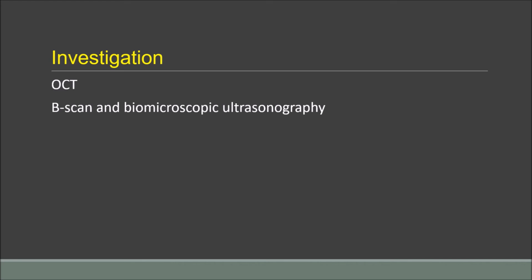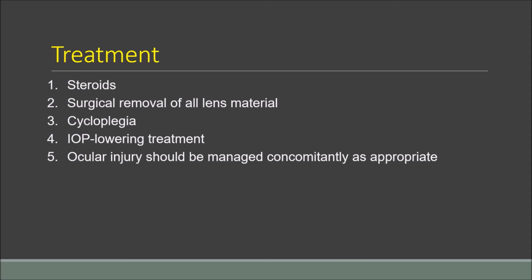Investigations include OCT, B-scan, and biomicroscopic ultrasonography. Now, the most important part, the treatment, which includes number one, steroids. The route and intensity depend on clinical circumstances. Number two is surgical removal of all lens material from the anterior chamber or via pars plana vitrectomy as required.